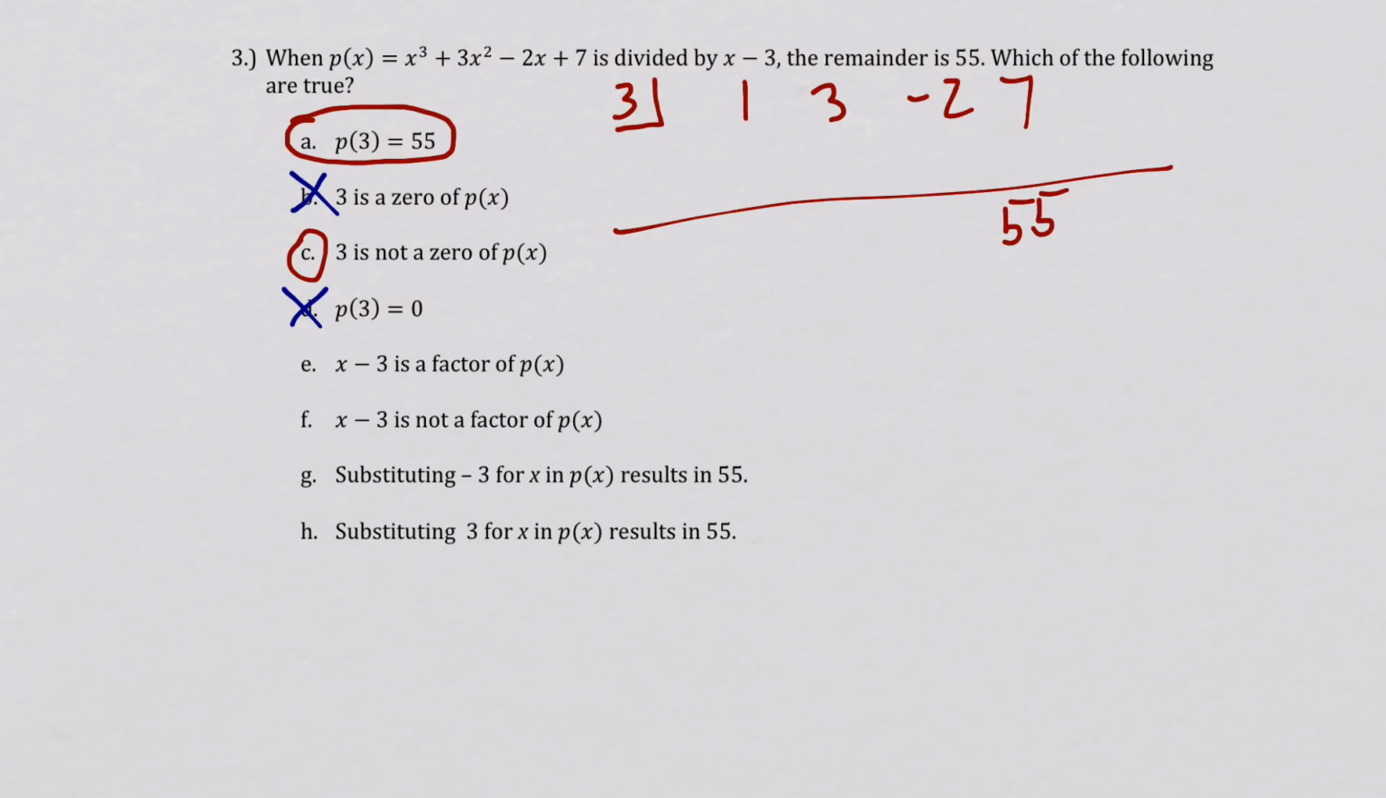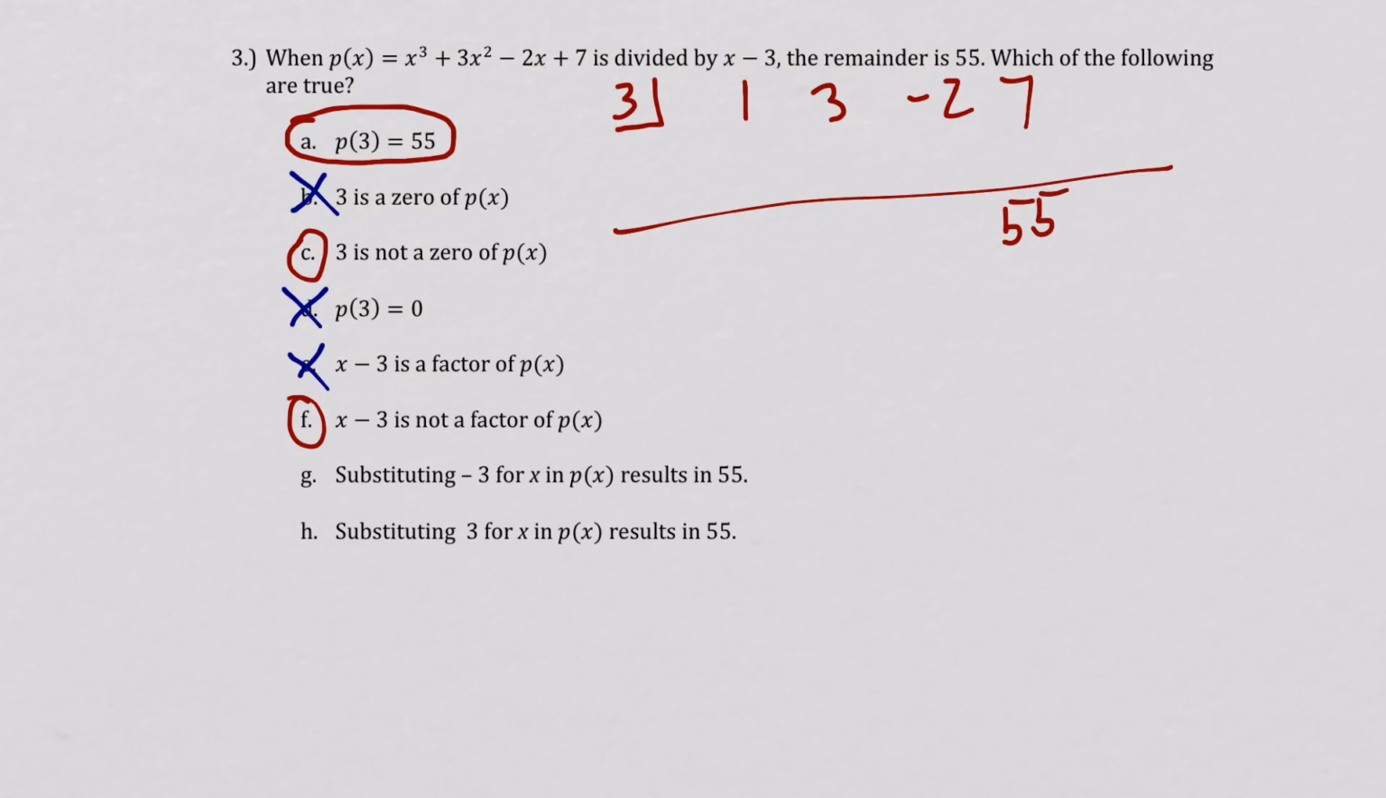E, x minus 3 is a factor of p of x. Your answer to that one should be no. That one's not true. If x minus 3 was a factor, then that means that I could divide it by x minus 3 and get no remainder. But I didn't get no remainder. I got remainder 55. So x minus 3 does not go into this perfectly. So it's not a factor. X minus 3 is not a factor of p of x. That one has to be true. Since E was false, this one's true.